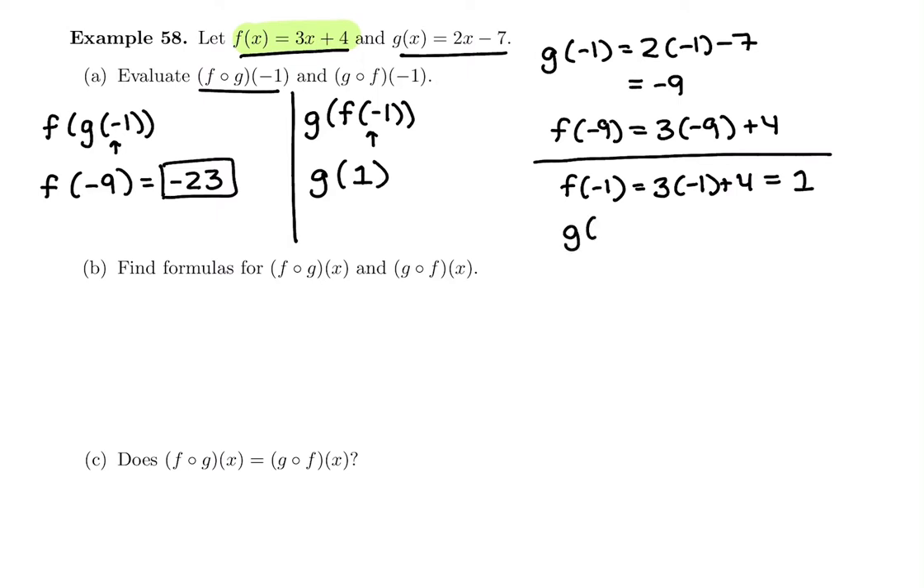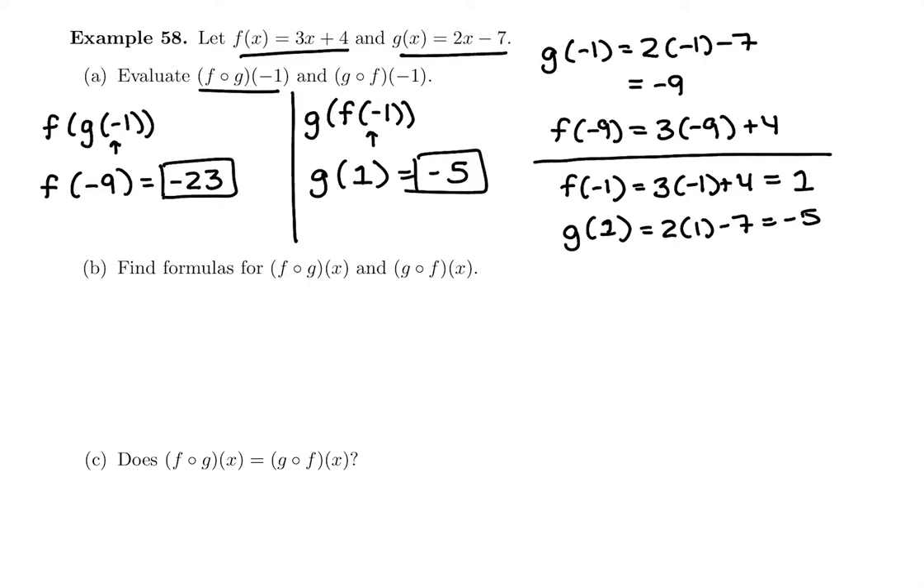So then I can go into g and plug in 1. So g is 2x minus 7. So I'm going to do 2 times 1 minus 7, which is negative 5. Not too bad, you're evaluating functions, just pay attention to the order, because like we saw in this one, the order did matter. Doing f of g of negative 1 got us negative 23 versus g of f of negative 1 gave us negative 5. So order does matter for these.